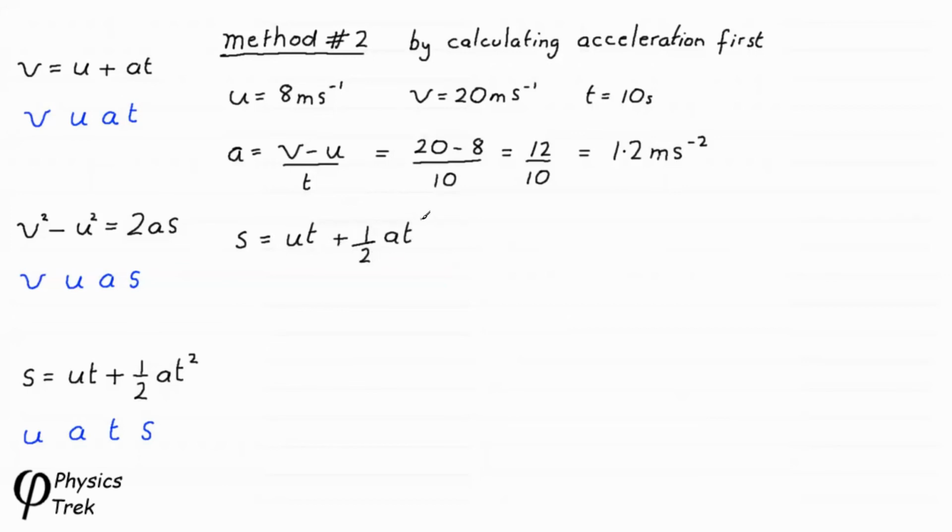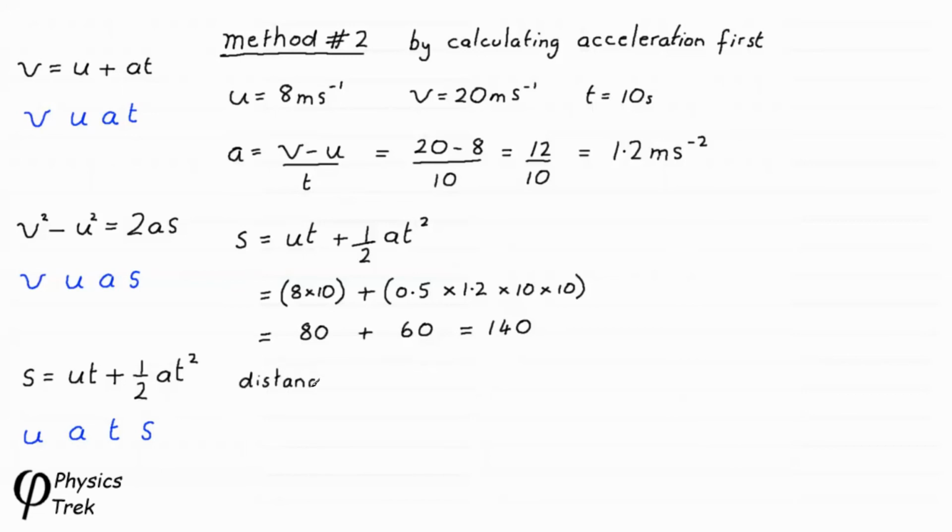Okay, let's put the numbers in. U is 8, T is 10, plus a half, 0.5 times A, which is 1.2, times T squared, that's 10 times 10, which all comes to 8 times 10 is 80. And what's in the brackets comes to 60. So S is 140. So let's write out the answer. Distance travelled, that's to 2 decimal places, is 140.00 meters.